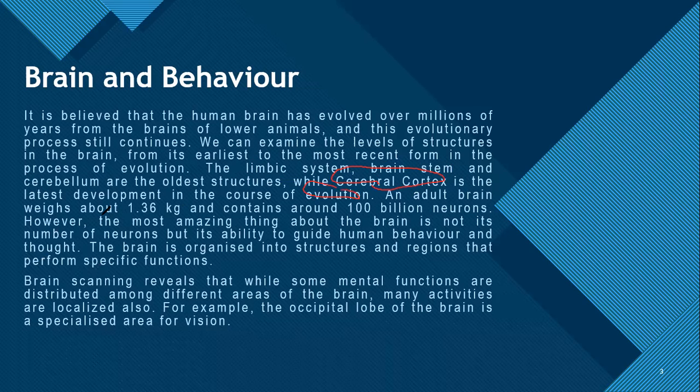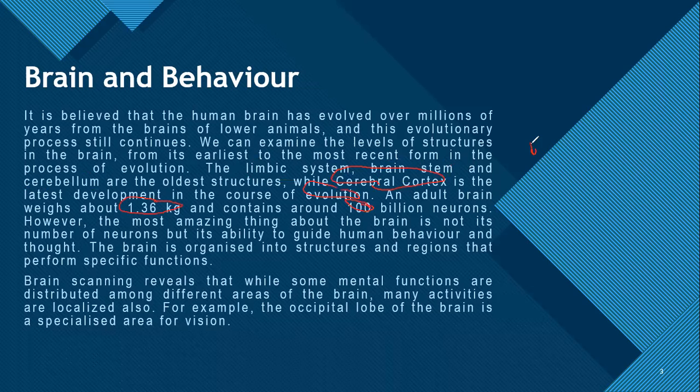An adult brain weighs about 1.36 kg and contains around 100 billion neurons. Of all the neurons of the body, 100 billion neurons, just remember 1.36 kg, it is about 1% of the human body.